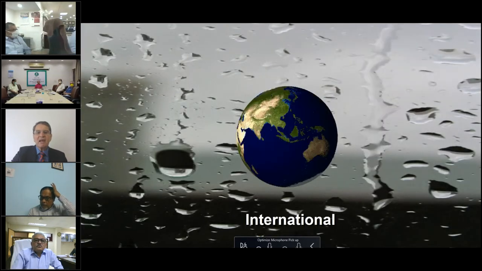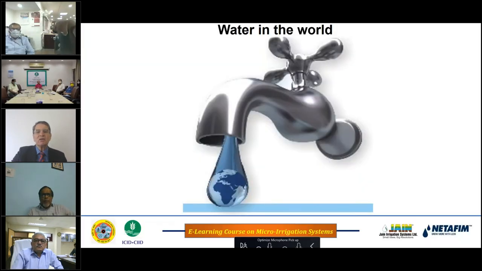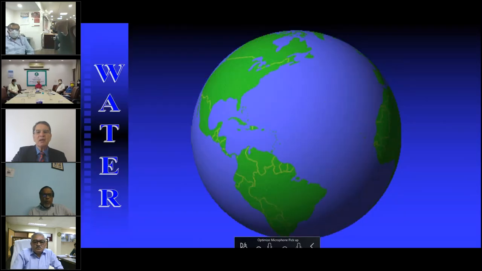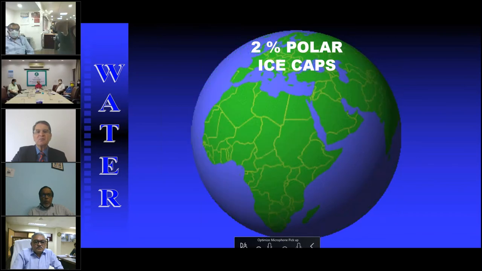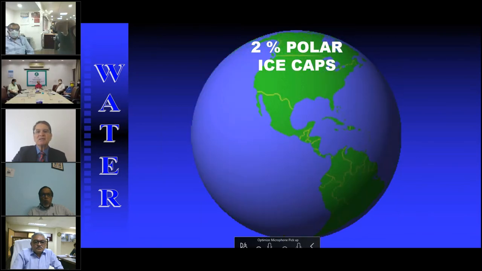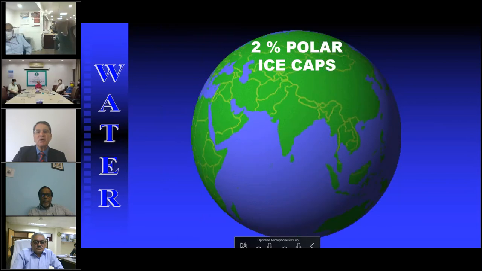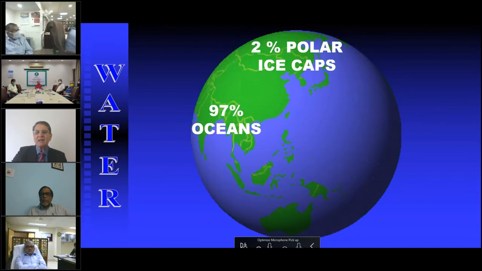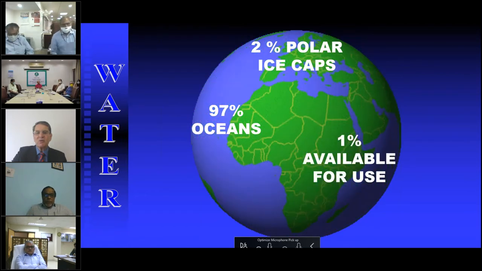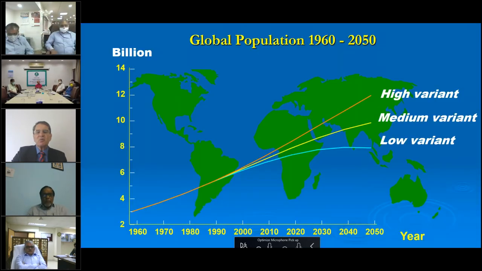So if you look on an international basis, water in the world, we know there is limited fresh water available for us to utilize. First of all, 2% of the water is in the polar ice caps, 97% is in oceans, and only 1% is available for use. So part of the impact on the water availability is, of course, the growing populations.